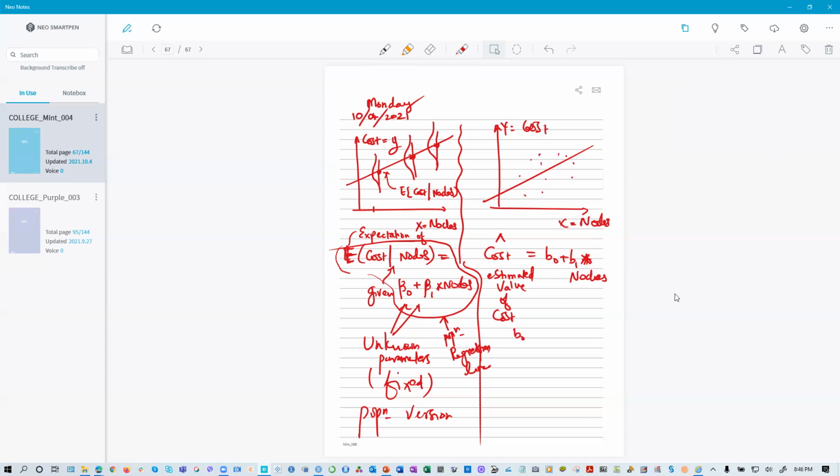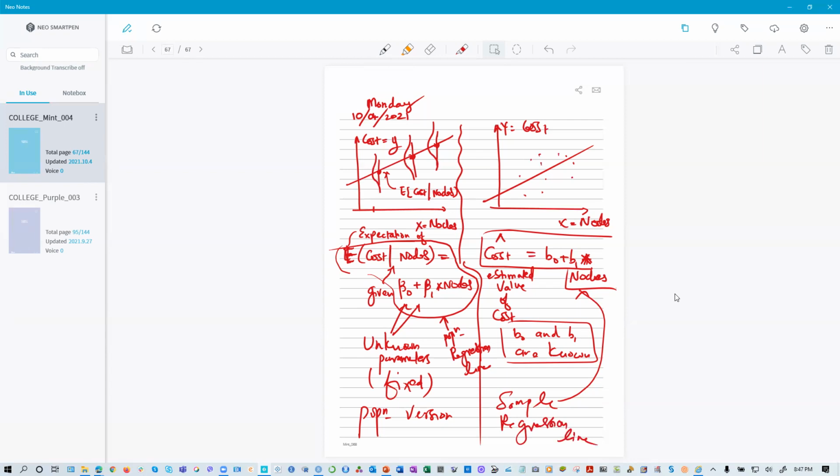B naught and B1 are known. We know that. When you run regression, we can easily get those values. This is nothing but the sample regression line. That's why we have this one here, but that one there.